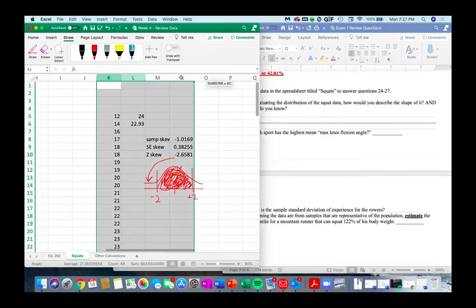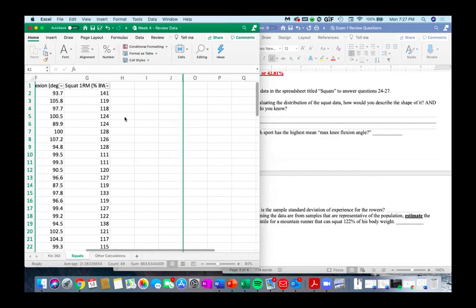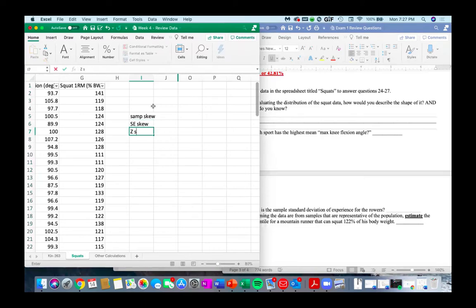I'm going to hide these cells, see if that fixes my problem. Okay, and then I'm just going to erase all of this. All right. So we need to find our skewness and kurtosis. If I do my sample skewness, I'll have a standard error of skewness, and then I'll have a z-score of skewness. And then I need to do the same thing for kurtosis, because I'm asking what the shape is. I'm not limiting you to calculating one or the other.